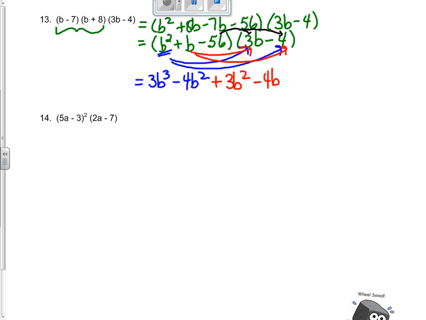And lastly, I have minus 56 times 3b minus 4. Minus 56 times 3 is minus 168b. Minus 56 times minus 4 is going to be positive 224.